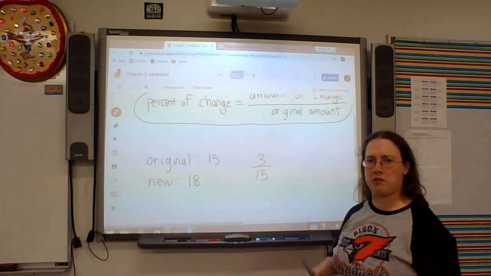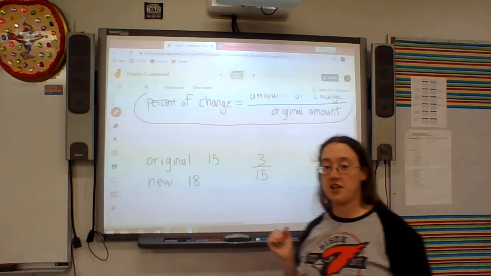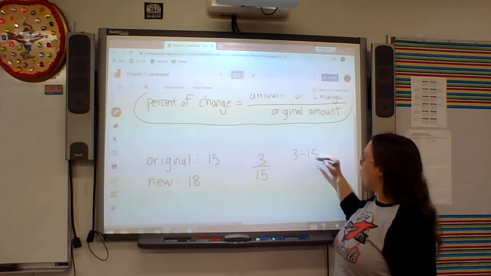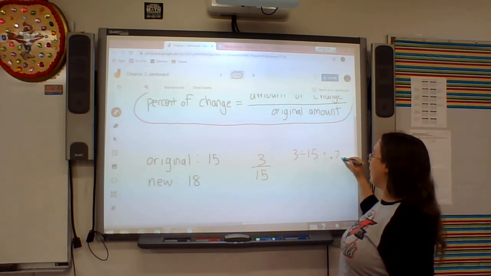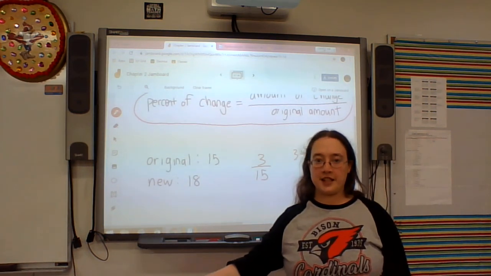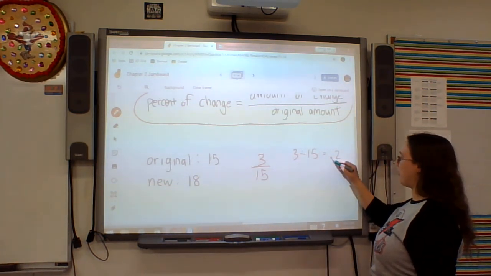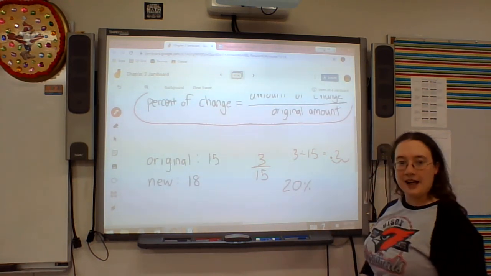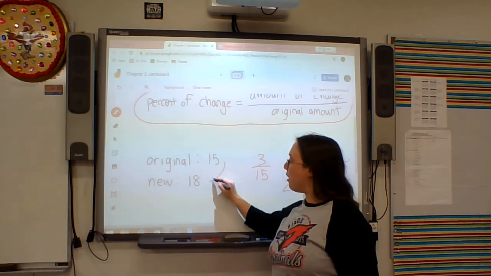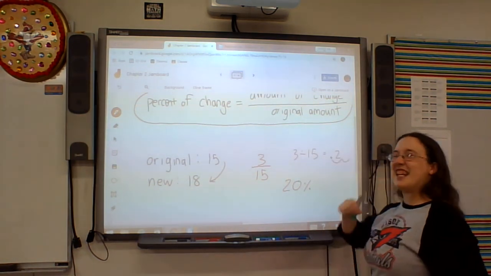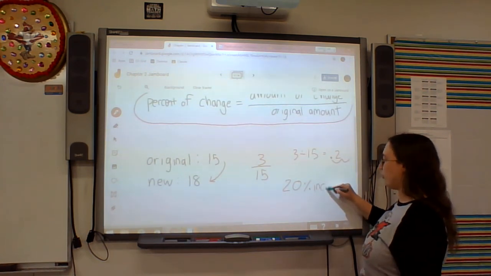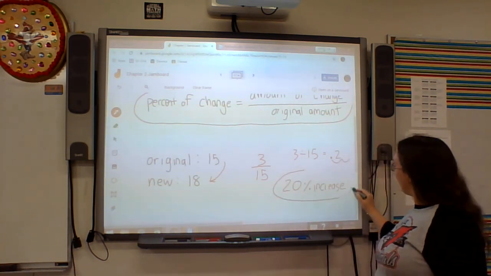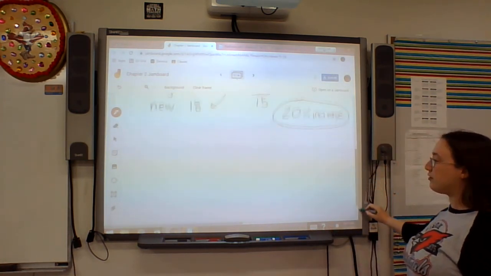Okay, but we said this was percent of change, so we probably want that as a percent. So if we want that as a percent, we're going to take that 3 divided by 15, which gives you 0.2. And then if we want that as a percent, we're going to take that decimal point and scoot it over 2 places that way. So that's 20%. And then since we were going up, we're going to call that a 20% increase. Kind of makes sense. Increasing something, you're going up. Nothing too awful there. So it's a 20% increase.